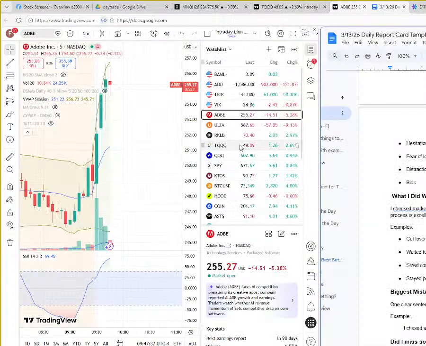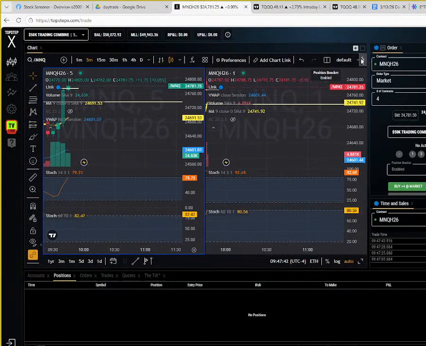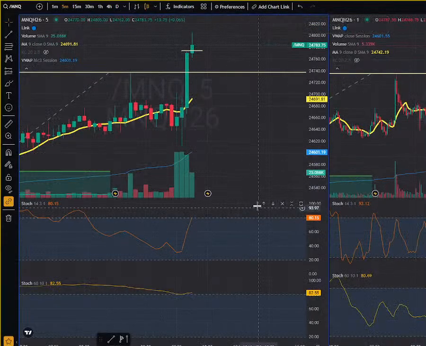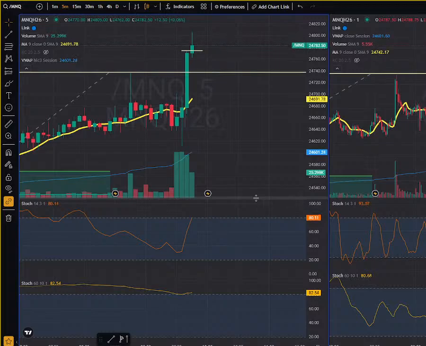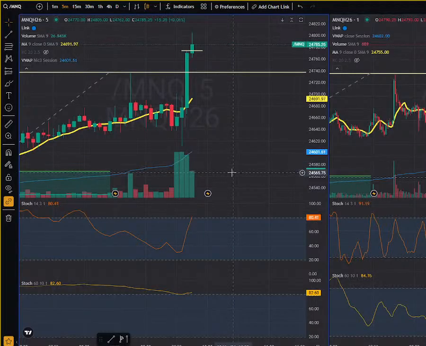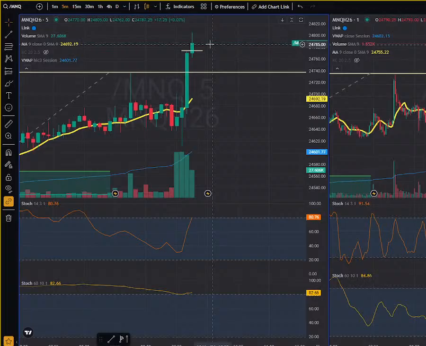TQQQ. Alright, we canceled our order for Adobe. Now let's just see where this next candle takes us. Okay, we're not all in loss, but our bias is long. We have a ton of levels. Is this a buy? It could be a buy if we retrace. We have a ton of different types of setups.